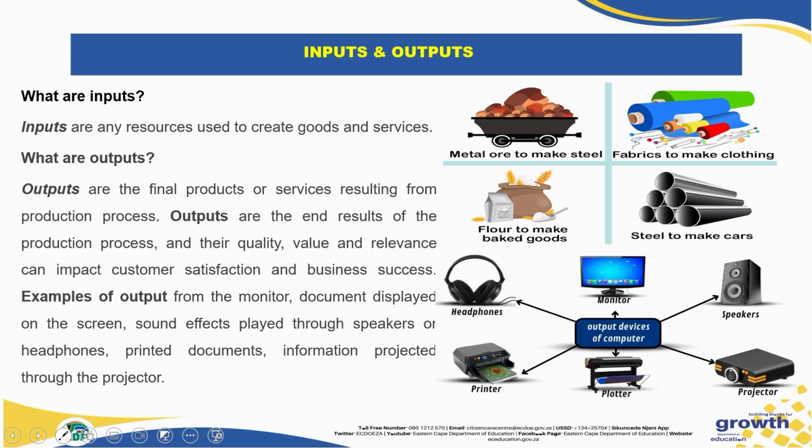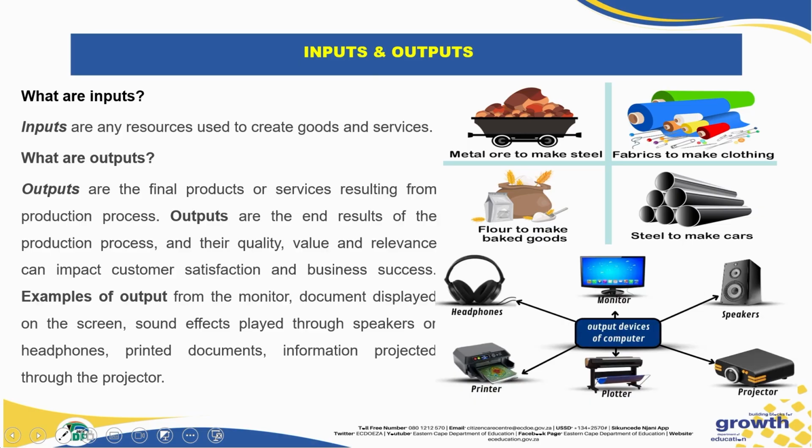Now, what are outputs? Remember, inputs go hand in glove with what? With outputs. Now, what are outputs? I think you're asking that question at home. Outputs are the final products or services resulting from the production process. Outputs are the end results. Outputs are what you get at the end of what has been contributed to the production process. And their quality is also very, very important. The value and the relevance can bring an impact to customer satisfaction and business success.